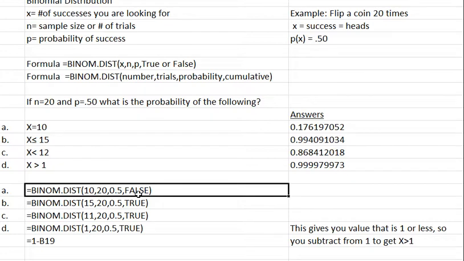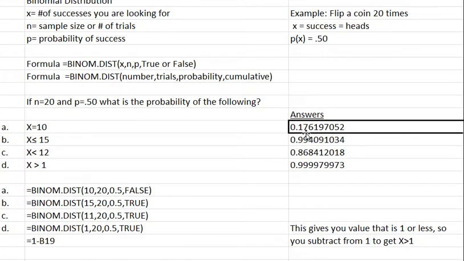And we're going to put false in here because we do not want a cumulative probability. Cumulative would give us everything 10 and below. In other words, it would give us x is equal to 10, 9, 8, 7, 6, 5, 4, 3, 2, 1, and 0. But we just want exactly equal to 10, so we put false. That gives us an answer of actually 17.6% probability that if you flipped a coin 20 times, you would get heads exactly 10 times.